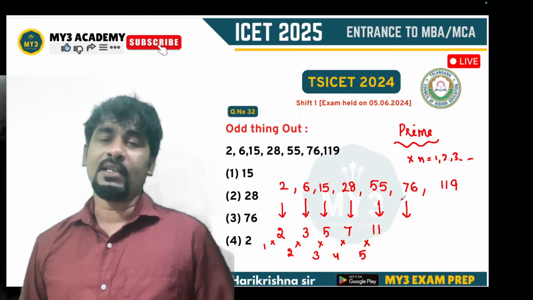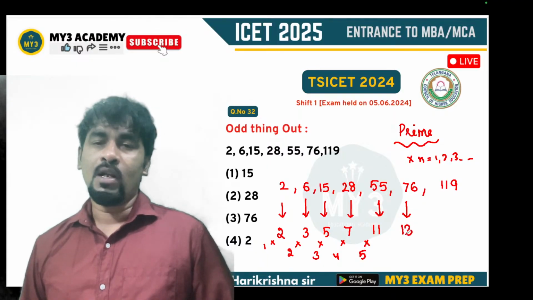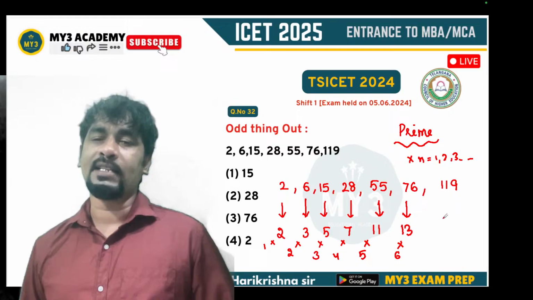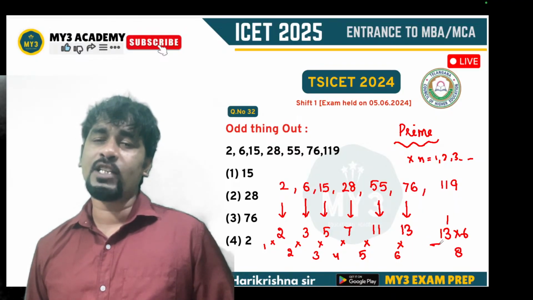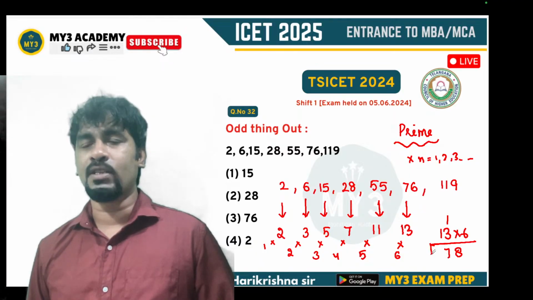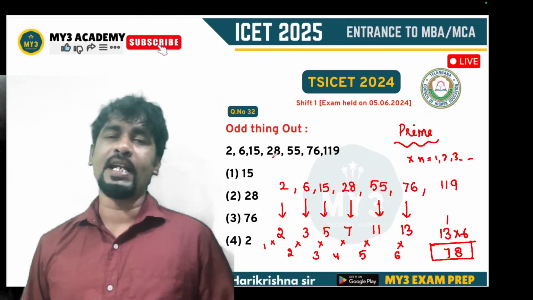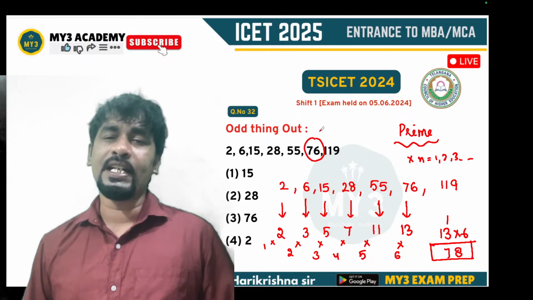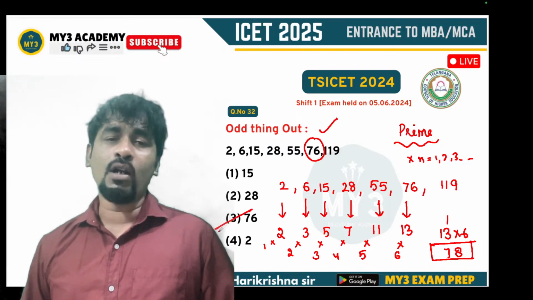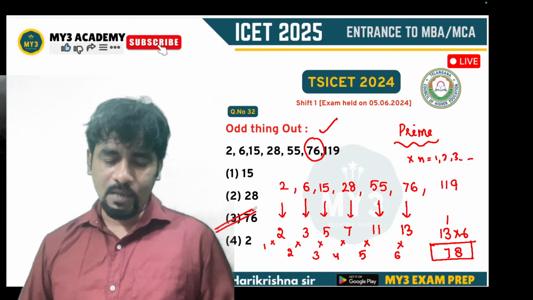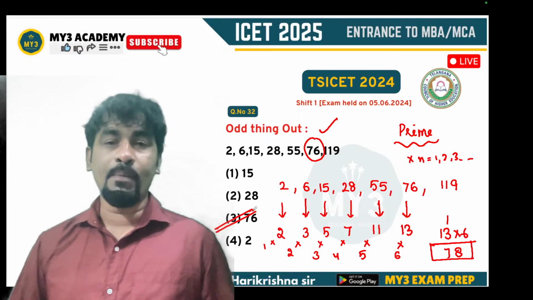So after 11, the next prime number is what? 13. So 13 needs to be multiplied with 6. What is 13 into 6? 6 3s are 18. 6 1s are 6 plus 1, which is 78. So 13 into 6 is 78. But they have given it as 76. So that is the reason the wrong term which is available here is going to be 76, which is going to be option 3.